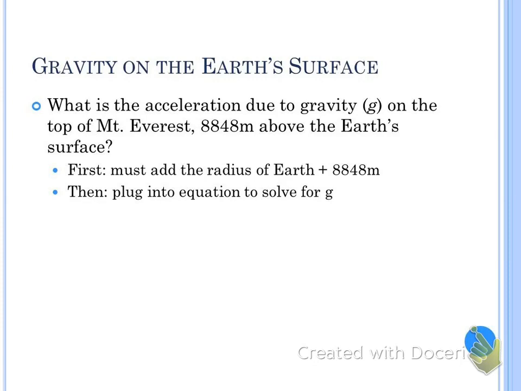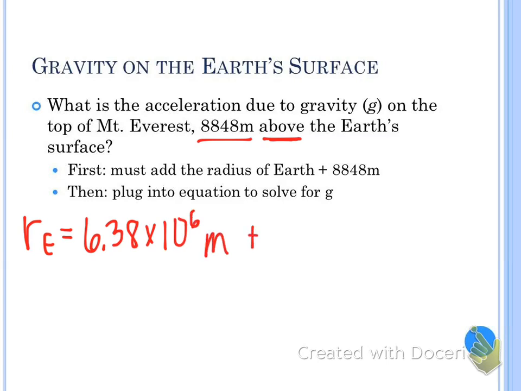We think it's going to be lower than 9.8 meters per second squared, right? As you increase your radius from the center of the Earth, your acceleration due to gravity should decrease. Okay? So, first thing that we need to do, since it says above the Earth's surface, we need to take our radius of the Earth, which equals 6.38 times 10 to the 6th meters, and we need to add it to this distance.